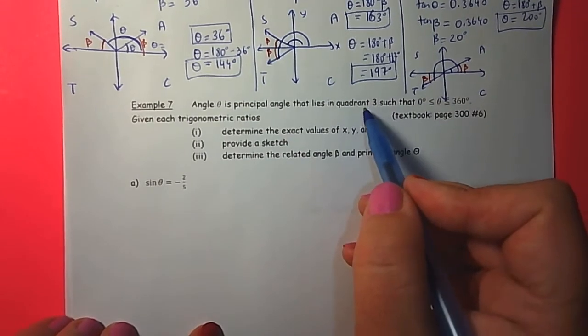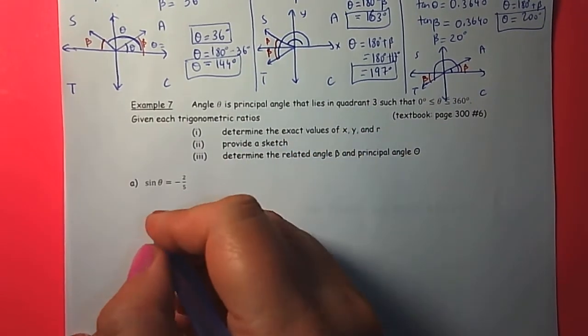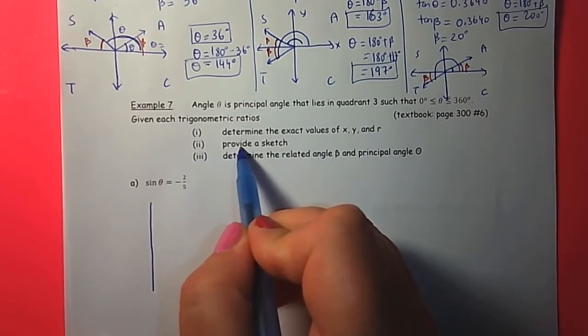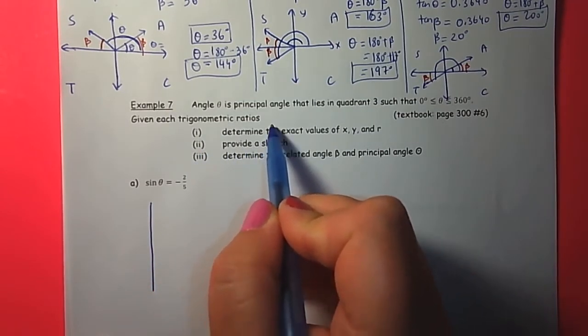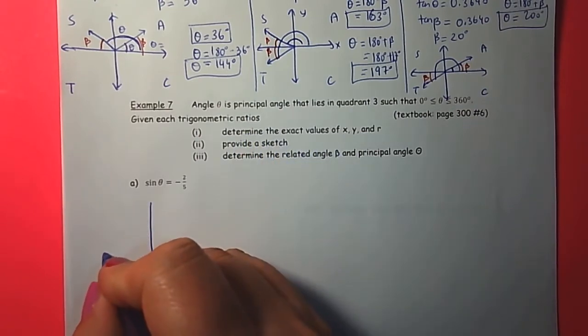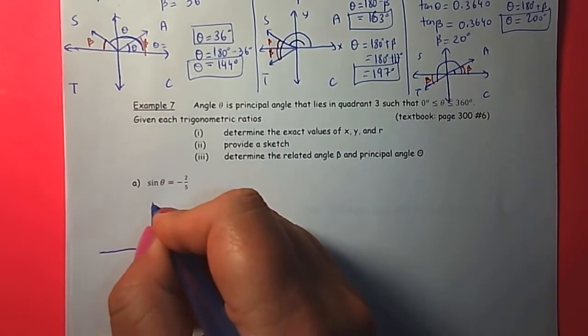So the question is telling you that this angle is in quadrant 3. Actually, I will start from part 2. First, I'm going to do the sketch. Then I will answer the first part, x, y. We are going to find x, y, and r values.